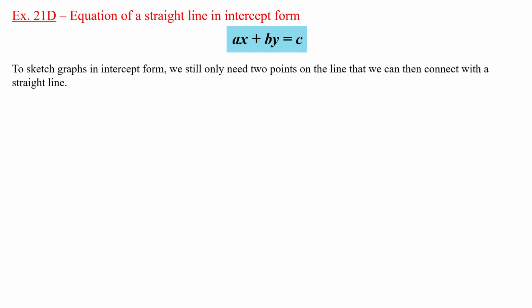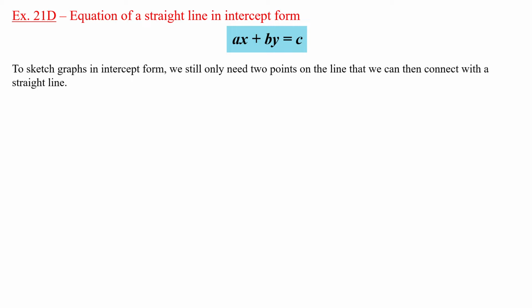Today we will be looking at exercise 21D, equation of a straight line in intercept form. Intercept form is what you're seeing in that blue box on your screen. So ax plus by equals c is what we call intercept form. It looks a little different to our usual y equals mx plus c.